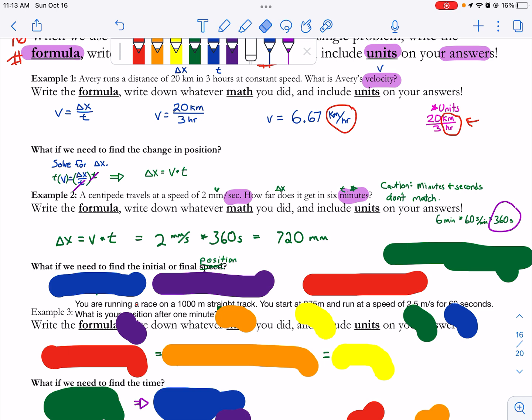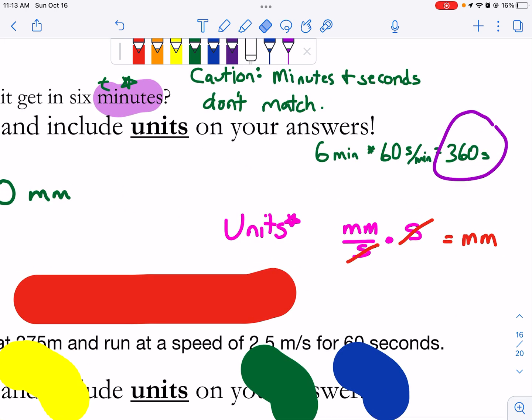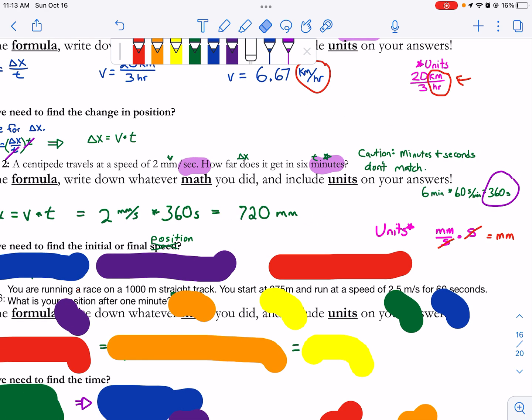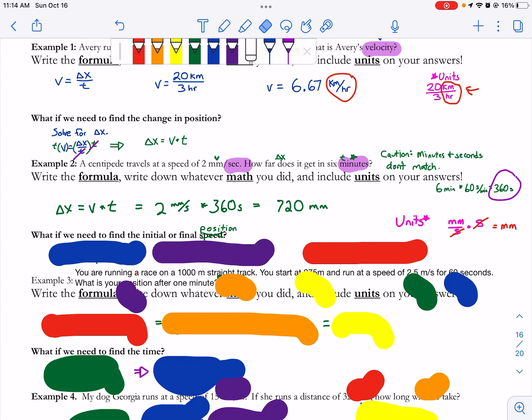And I put millimeters as my unit, so if you want to understand where that comes from, that's right here. I took my millimeters per second, and when I multiplied by seconds, the seconds canceled out, and I'm left with millimeters as my unit. So that's where that unit comes from, okay? The distance unit is usually the unit you have left over, provided all the rest of your units match, okay?